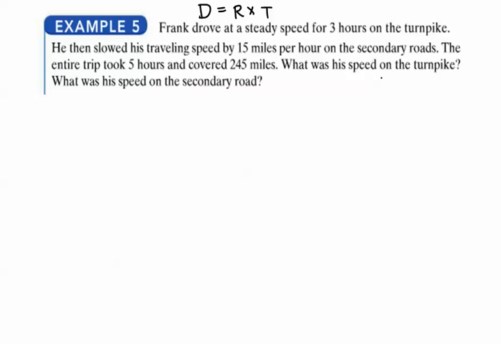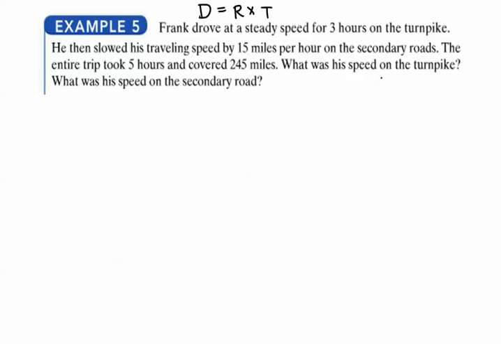So Frank drove a steady speed of 3 hours on the turnpike. He then slowed his traveling speed by 15 miles per hour on the secondary roads. The entire trip took 5 hours and covered 245 miles. What was his speed on the turnpike? What was his speed on the secondary road?